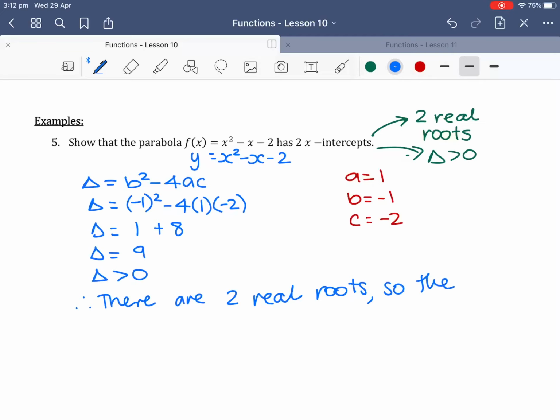So the parabola has two x-intercepts. And that is how we show that.